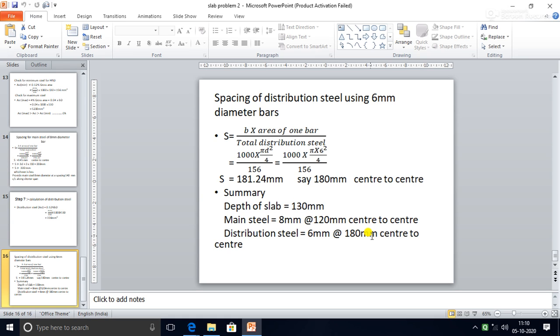Okay, like this we have to solve all such problems, and if you have any problem regarding this you can directly phone me. I will solve all the doubts regarding this design of one way slab. In the next lecture we will see a different type of one way slab problem, and we will stop here. Thank you.